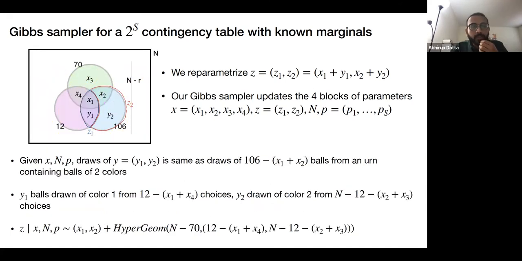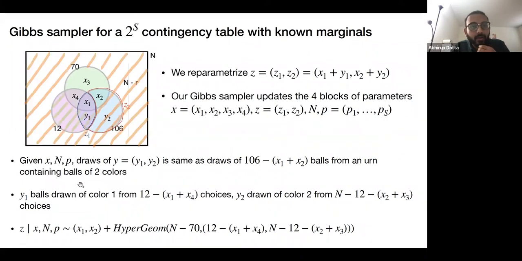Okay, so the next one is to draw Z conditional on X, N, and P. So to do that, we'll note that Z1 is written as X1 plus Y1. So if X is known, X1 is known. So essentially we need to sample Y1 and Y2. Okay, so again, the sum Y1 plus Y2 is known because this circle is known, which is 106, and X1 and X2 are known because we are conditioning on them. So the sum Y1 plus Y2 is known. It's 106 minus X1 plus X2.